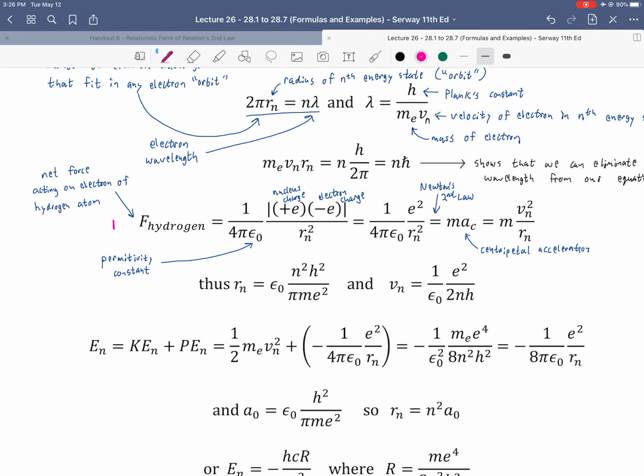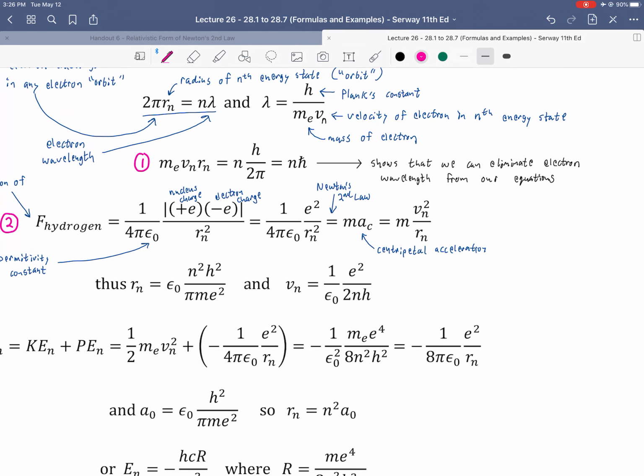So if we call this one equation 1, and we call this one equation 2, then we can clearly say that these two equations here come from combining 1 and 2. That's all you need to do. Right? There's no hidden steps there.